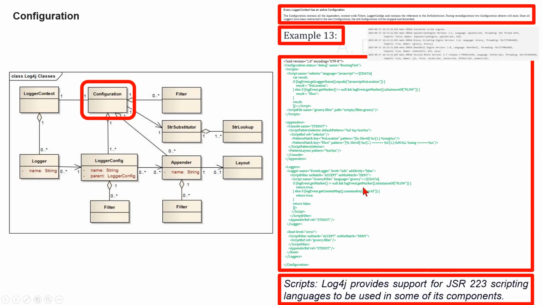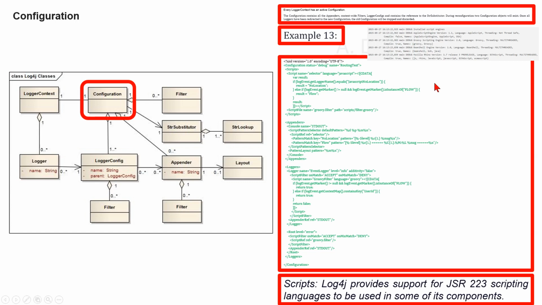You can see, as example 13, the scripts. Log4j provides support for JSR 223 scripting languages to be used in some of its components. Any language that provides support for the JSR 223 scripting engine may be used.